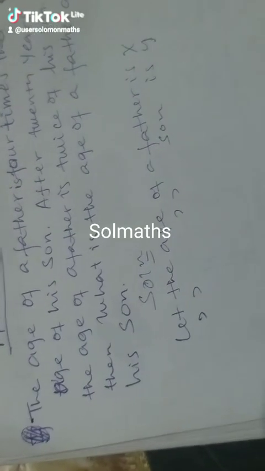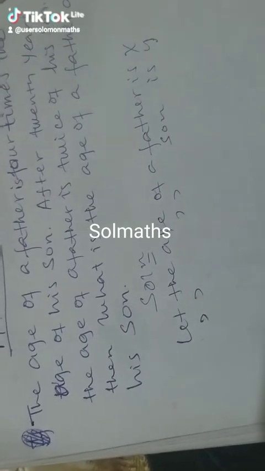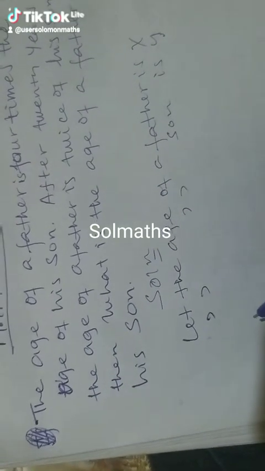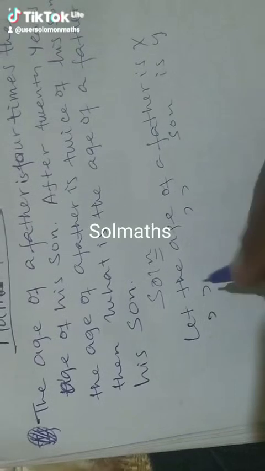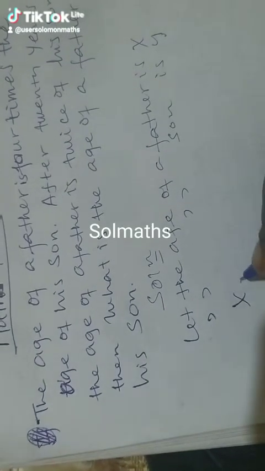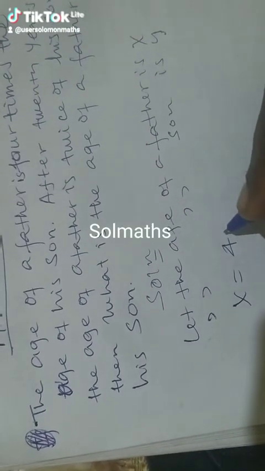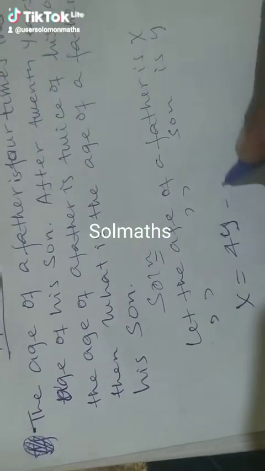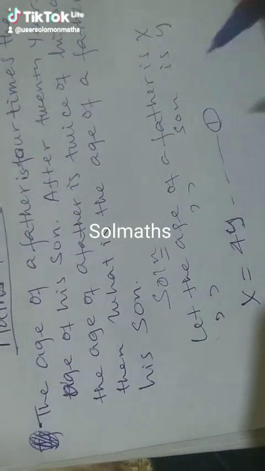The age of a father is 4 times the age of his son means, by using X and Y, the age of a father X is 4 times the age of his son Y. So we can put it like this, X equals 4Y. So we have got one equation.